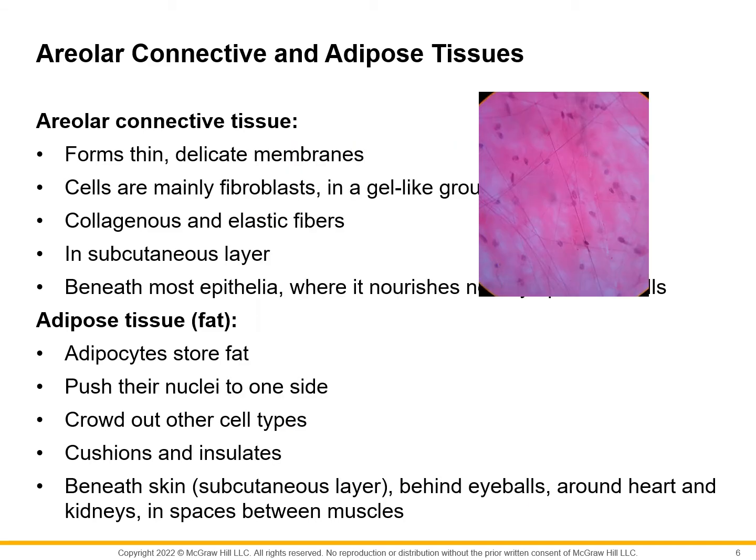So the next one we look at is adipose tissue. Again, adipose tissue is just the scientific way of saying fat. The adipocyte is the part where the fat is stored. It's going to be the majority of the inside of the cell, so all the nuclei are pushed to the side. It cushions and insulates. It is also in the subcutaneous layer, and it is found all over the body, unfortunately, in a lot of ways.